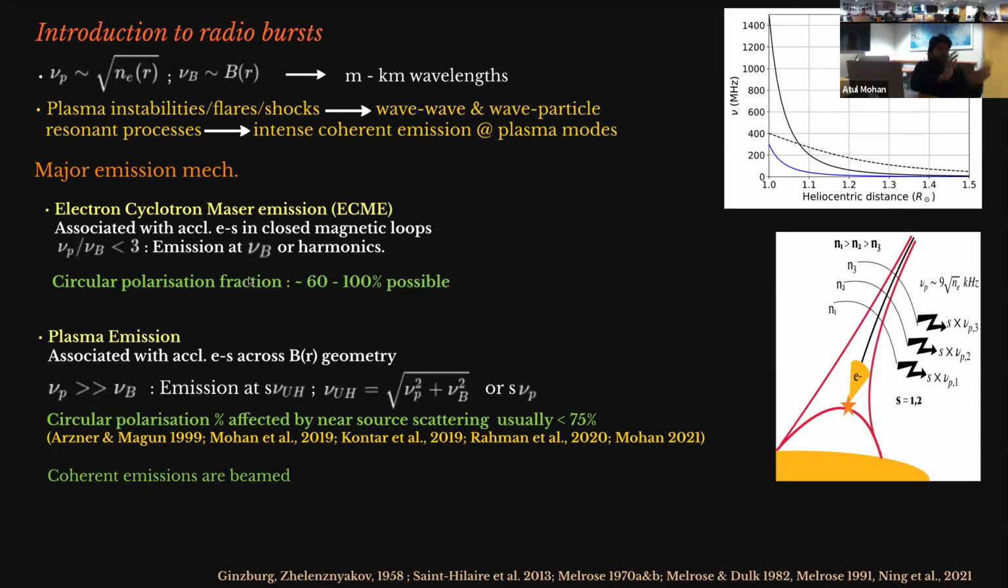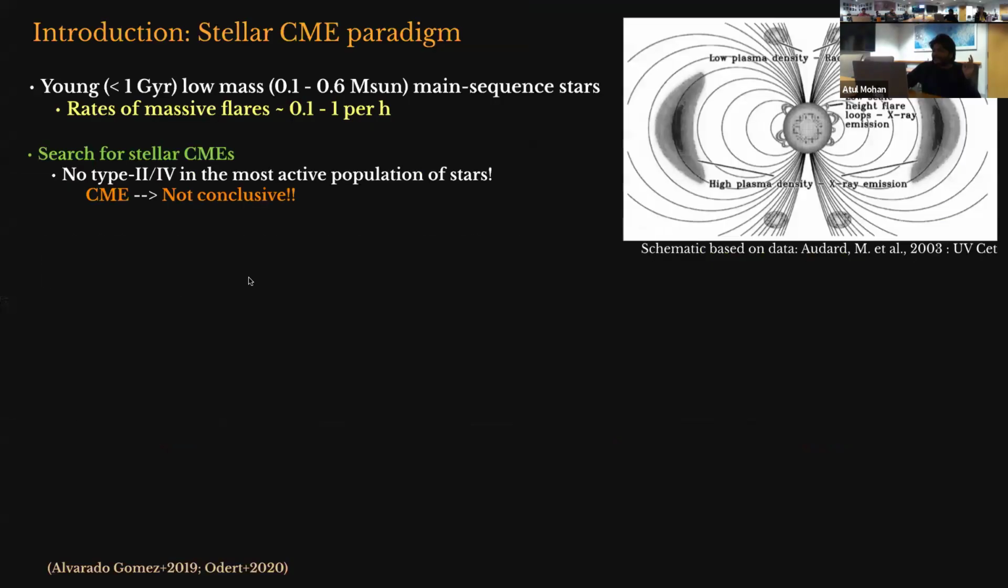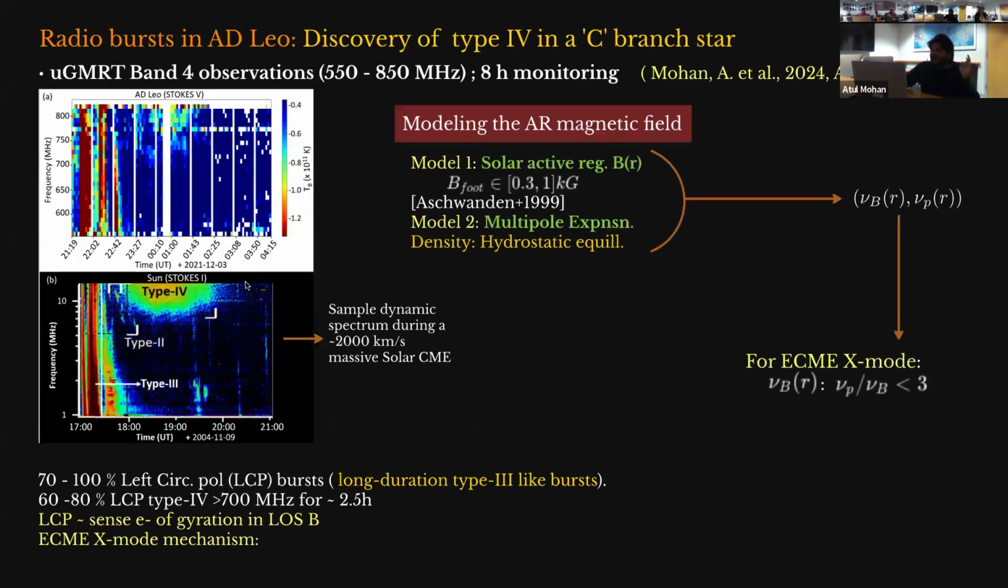And now, given the ZDI map and the magnetic field extrapolated in two different ways, that's where we use the different models. ZDI gives you only the surface, right? So now you have to extrapolate it into the corona. You can do it multiple ways. One way is that I used a solar-like active region model. The other way I used is the multipole expansion model, which takes in the ZDI results and assumes the same fraction of poloidal and toroidal.